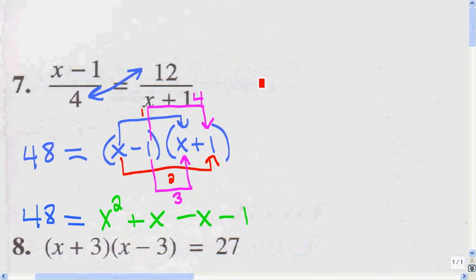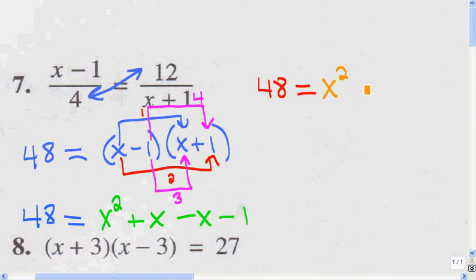So I've got 48 equals x squared, a positive x and a minus x equals 0, minus 1, right? 48 equals x squared minus 1.